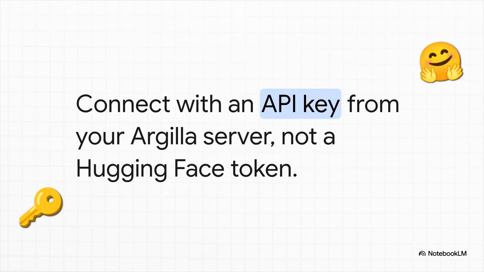And that brings us to the super important detail for getting set up. You connect to Argilla using an API key from your server. A classic mistake is trying to jam your Hugging Face token in there. That's for something totally different. Getting this right from the jump is going to save you a ton of headaches, trust me.